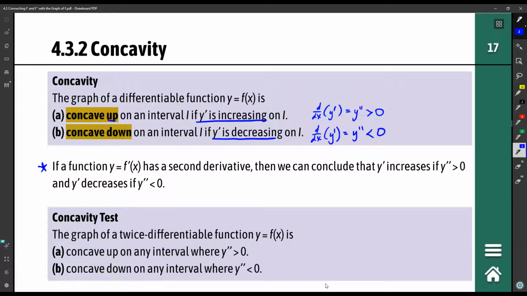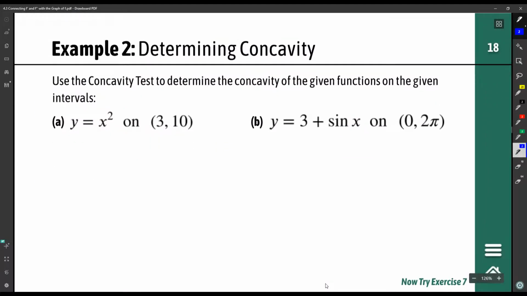So that leads us then to the test. The graph of a twice differentiable function y equals f of x is concave up on any interval where y double prime is positive, concave up when the second derivative is positive, and concave down on any interval where the second derivative is negative. So that takes us to an example. Let's use that concavity test to determine the concavity of the given functions on the given intervals. So let's take a look at the function y equals x squared only on the interval from 3 to 10. So here's how that test is worked.